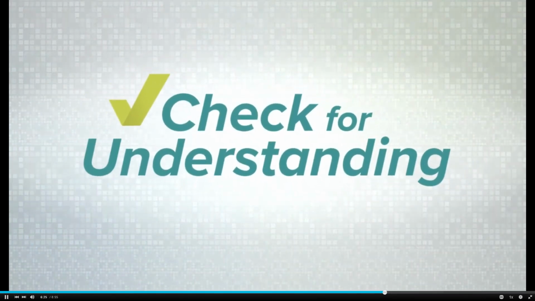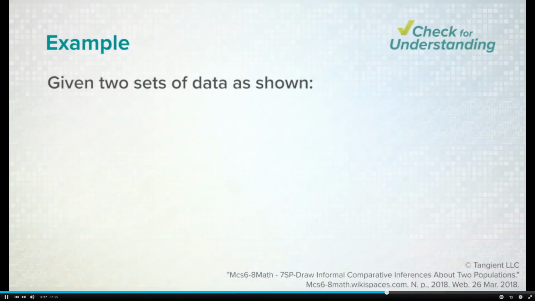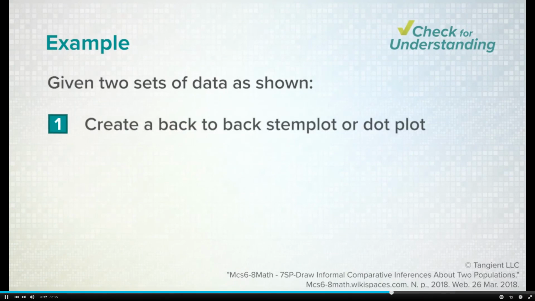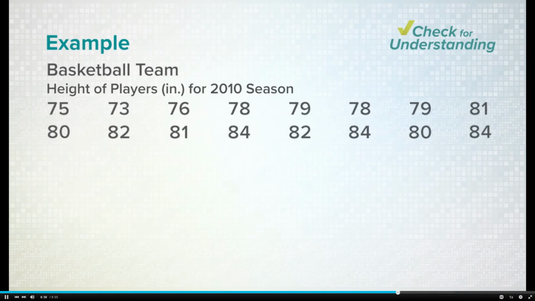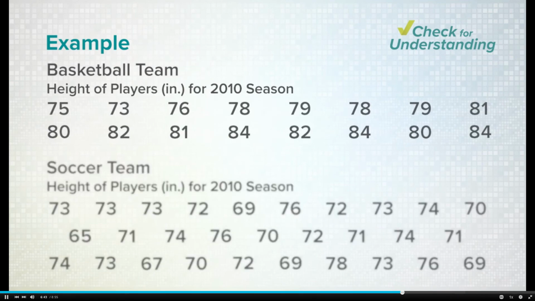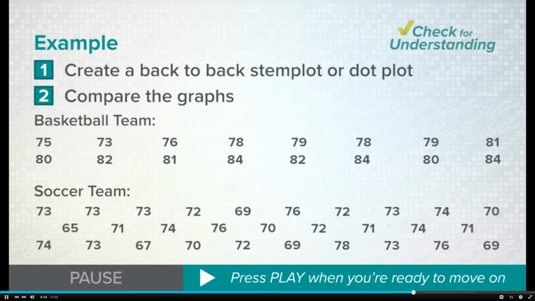Now let's test what you've learned so far with a check for understanding. Given two sets of data as shown, I want you to create a back-to-back stem plot or dot plot, and then compare the graphs. The data is a set of basketball players' heights for a season in 2010 and a set of soccer players' heights in 2010. Make a graph that compares the data and then compare them in a few sentences. Pause the video to try this on your own. Hit play when you're ready to move on.